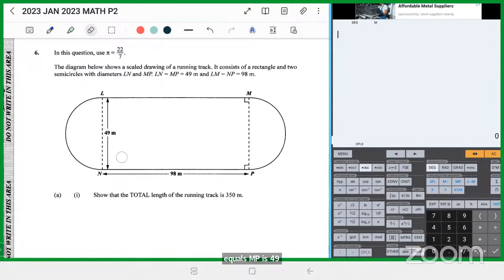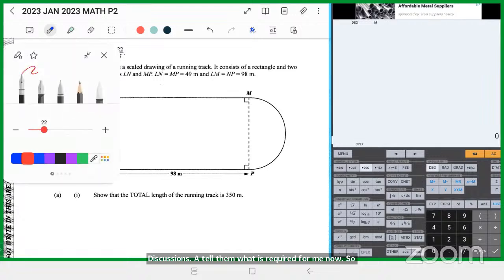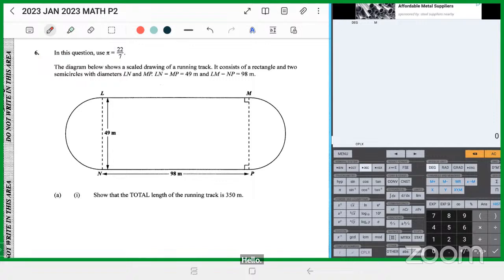But we tend not to work with diameters when we're doing these questions. Hey, tell them over there to be quiet for me now. I don't want them over there.